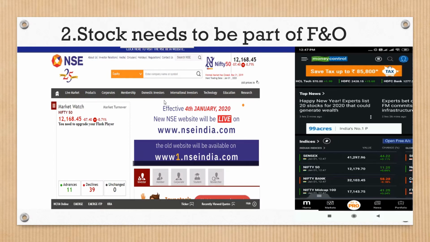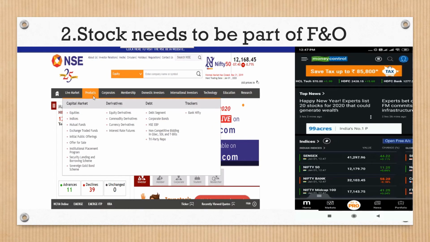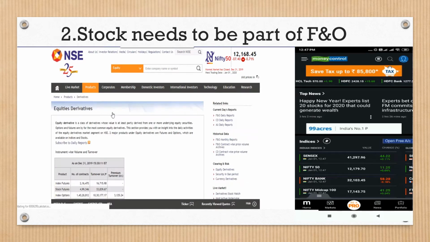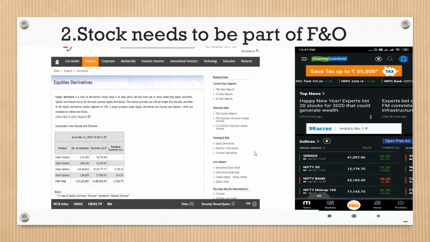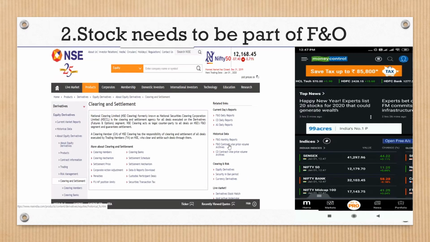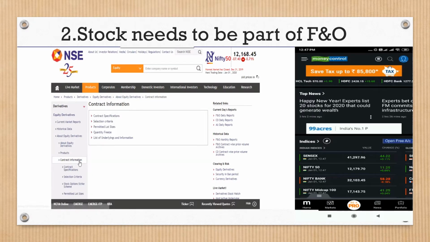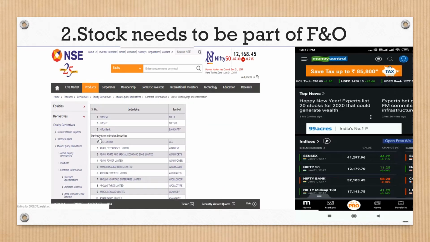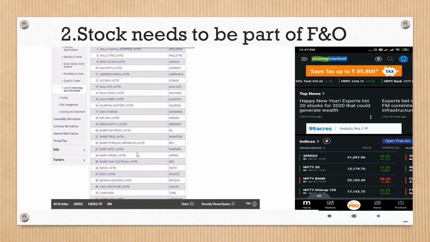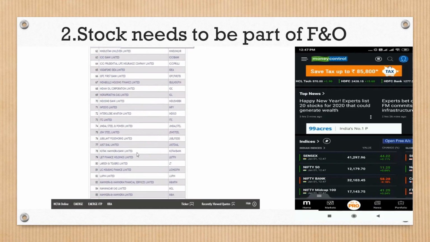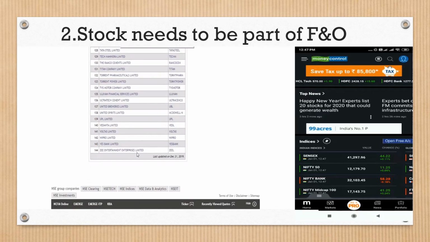We'll see how you can check whether a stock is part of the futures and options category or not. Go to the NSE website, click products, click equity derivatives, click contract information and list of underlyings, then cross check whether the stock is part of futures and options or not.